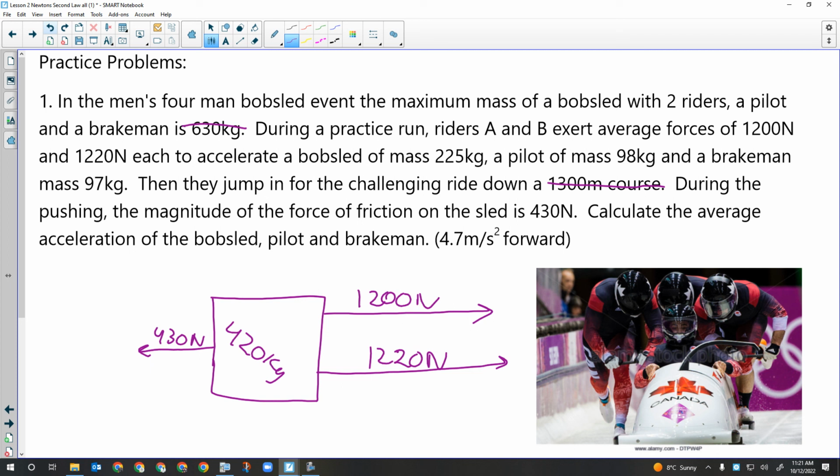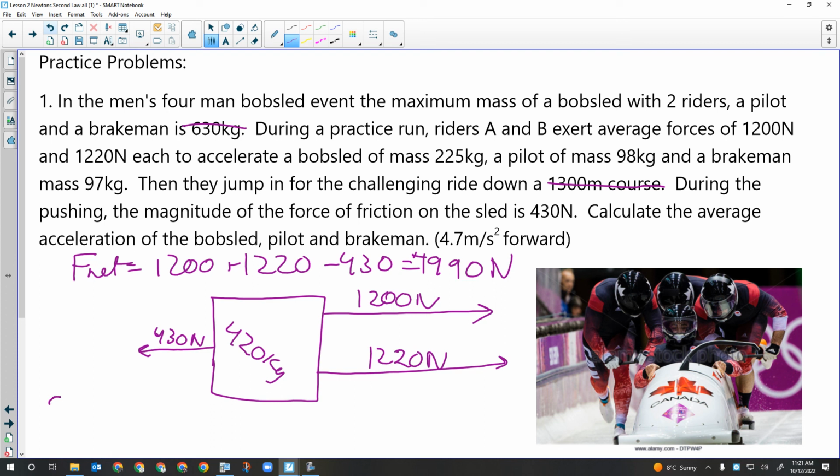So now, this comes down to, I've got 2,420 newtons forward, and I've got 430 newtons backwards, so that should give me 1,990 newtons. Okay, so F net, yeah, I haven't learned my lesson, I'm still doing math in my head when I shouldn't. And that'll be in a forward direction, right?